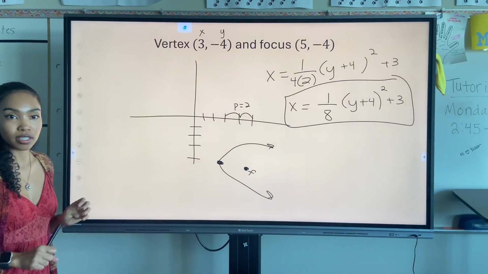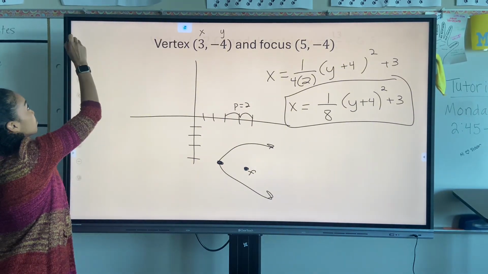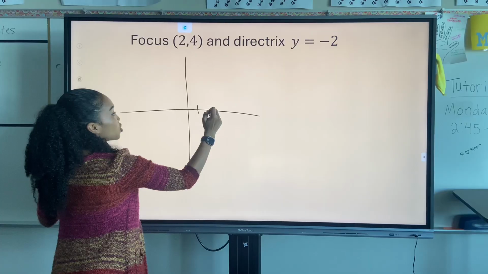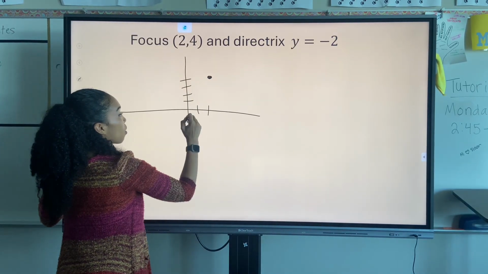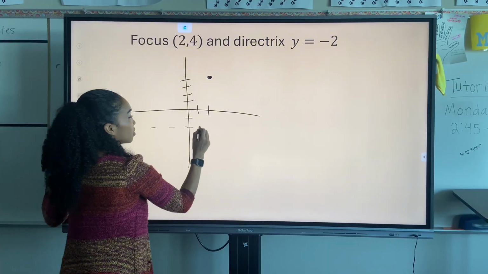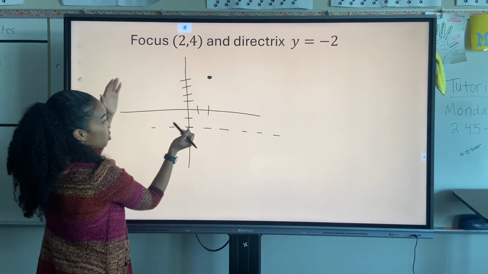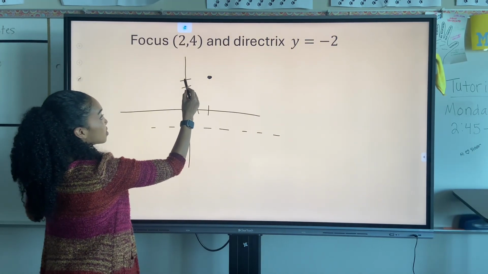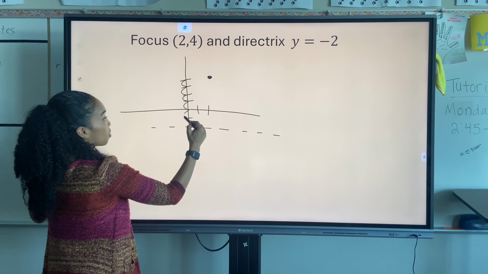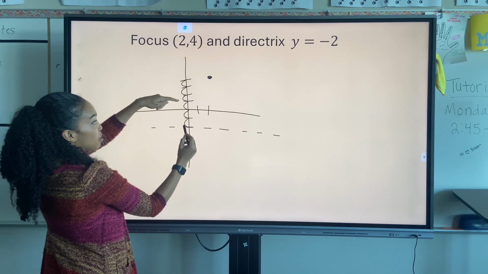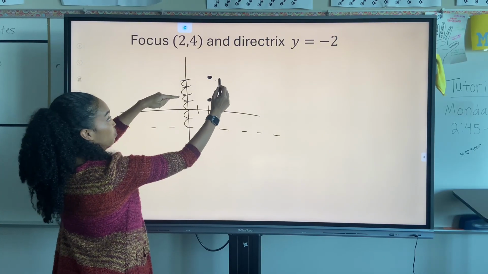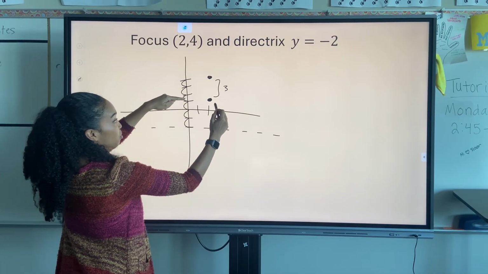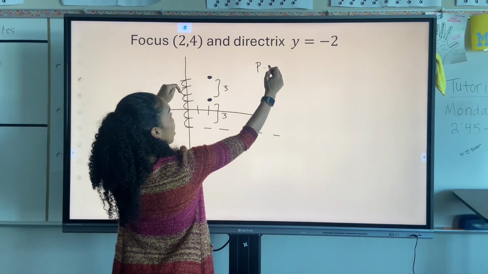Any questions? All right, next one. Your focus is at 2, 4, and your directrix is at y equals -2. So your vertex needs to be in the middle. So let's see, this is 1, 2, 3, 4, 5, 6. So halfway would just be 3. So this is your vertex right here. So your p-value from here to here is 3, and from here to here is 3. So your p-value is 3.